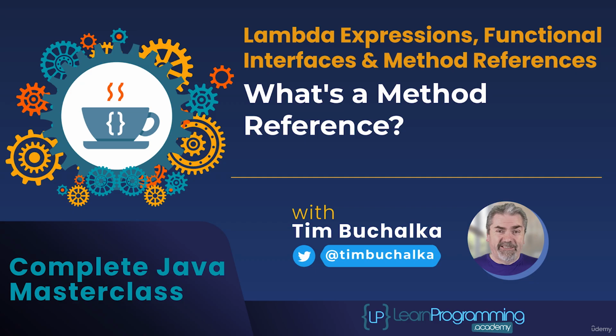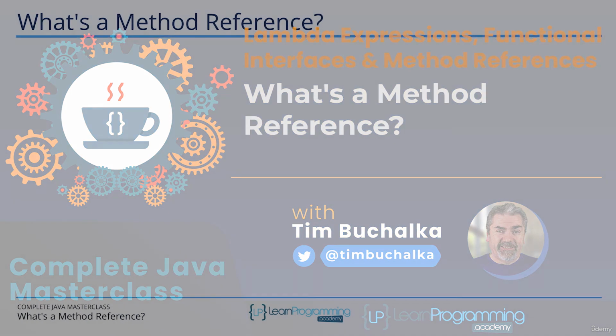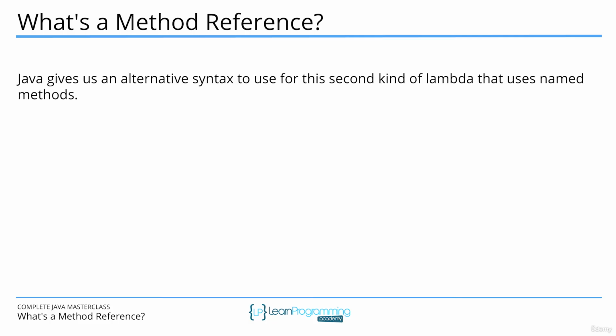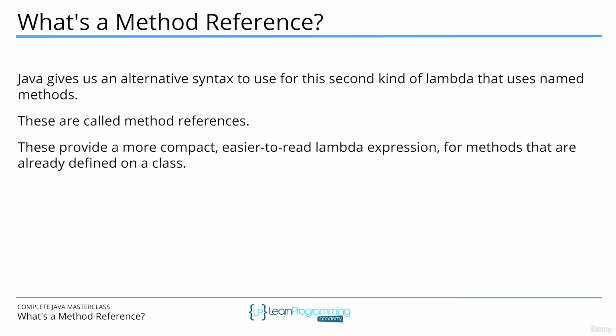In some of the Lambda expressions I've used so far, I've written an operation or expression. In others, I've simply referenced other named methods like System.out.println, for example. Java gives us an alternative syntax to use for this second kind of Lambda that uses named methods. These are called method references. These provide a more compact, easier to read Lambda expression for methods that are already defined on a class.